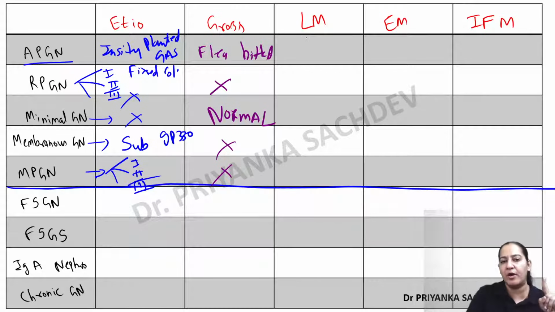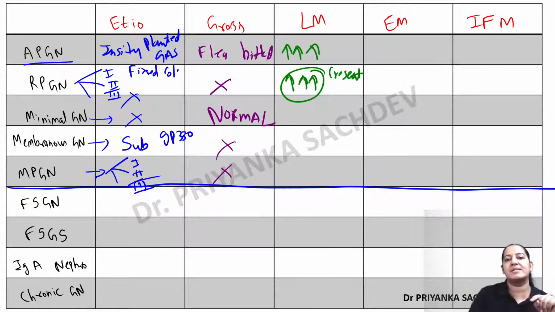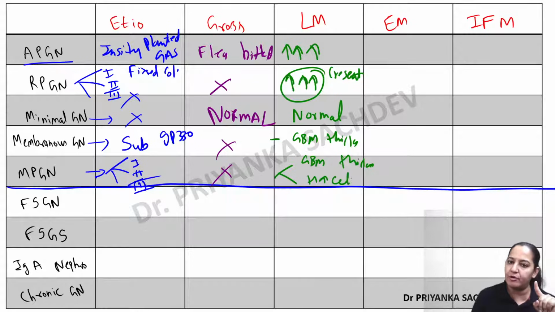What is the light microscopy of APGN? The glomerulus is enlarged, hypercellular, hyperproliferative. RPGN is also enlarged, hypercellular, hyperproliferative, but along with crescents. In MCD, the light microscopy is normal. In membranous, there is only one finding: thickening of the GBM. In MPGN, there are 2 findings. Along with thickening of the GBM, you will find hyperproliferation or hypercellularity also. So see the difference between membranous and membranoproliferative.